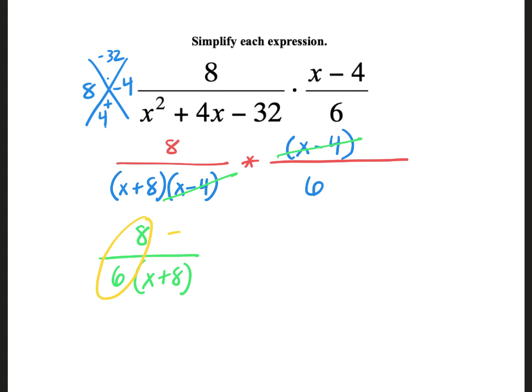I know I can divide 8 by 2. I know I can divide 6 by 2. 8 divided by 2 gives me 4, 6 divided by 2 gives me 3, and then that x plus 8 is just going to stay. And this is your final answer.